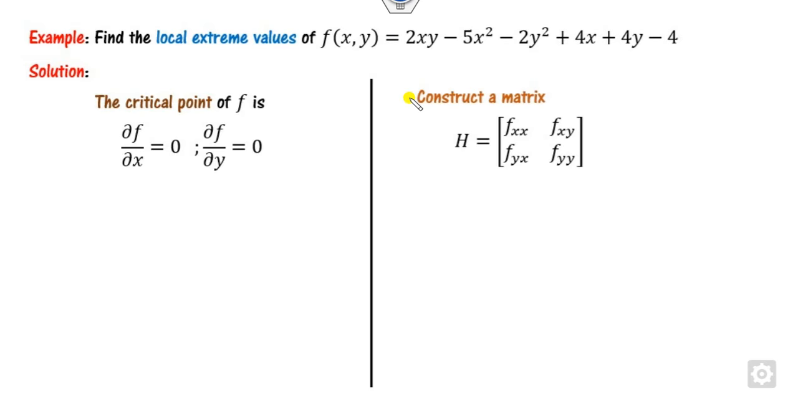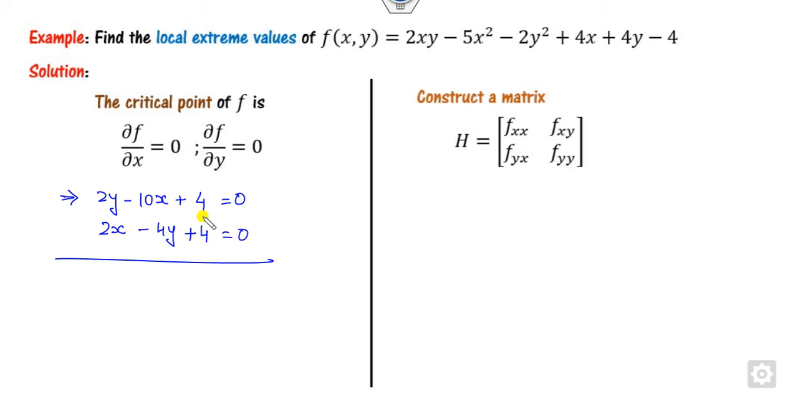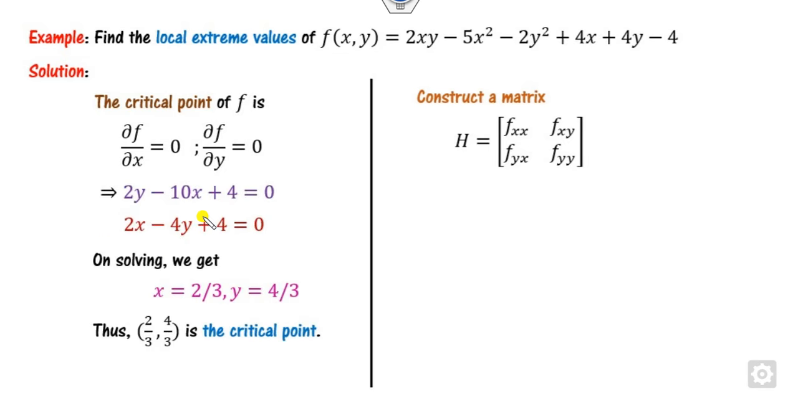Look at another one here. Again you can start with the first derivative. If you take the first derivative with respect to x, it's 2y minus 10x plus 4 equals 0. And with respect to y, it's 2x minus 4y plus 4 equals 0. Now you can solve them. After solving you will get the answer as 2 by 3, 4 by 3. So therefore this is the critical point.